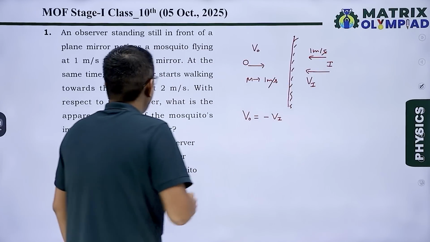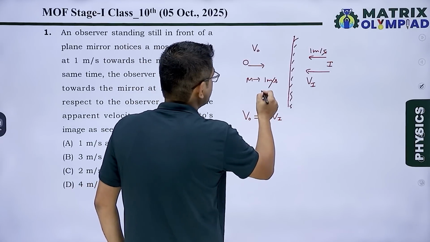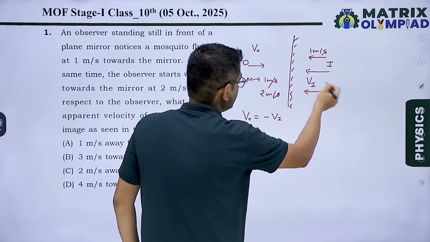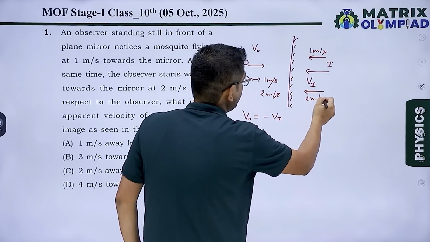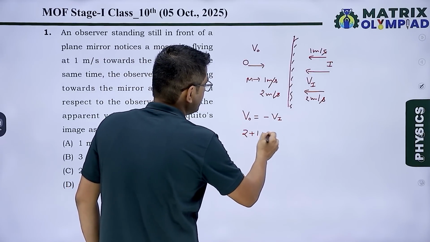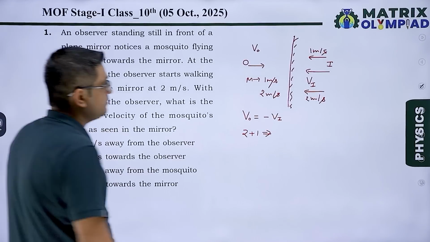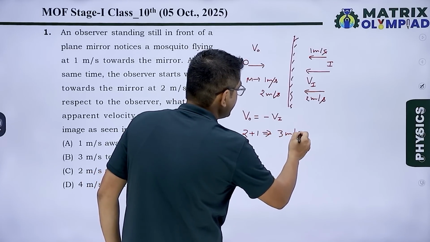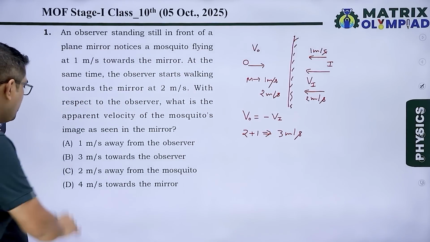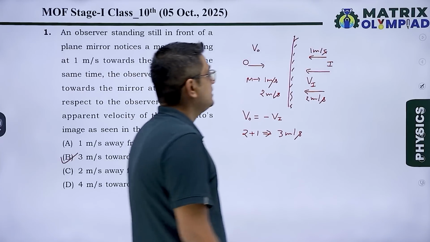Because the man is also moving toward the mirror with a velocity of 2 meter per second, the image will also move in the same direction with a velocity of 2 meter per second. So in this case we can say the velocity of the mosquito's image as seen in the mirror will be 3 meter per second, towards the mirror. So our correct answer is option B, 3 meter per second towards the observer. Next question.